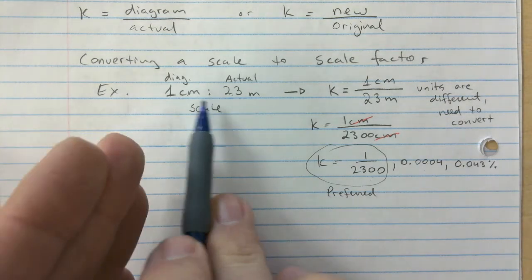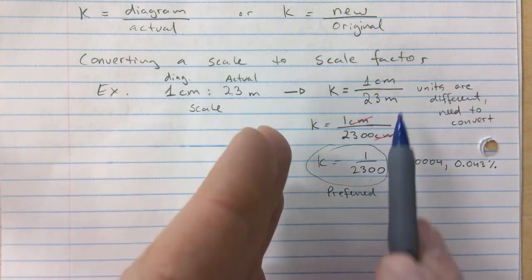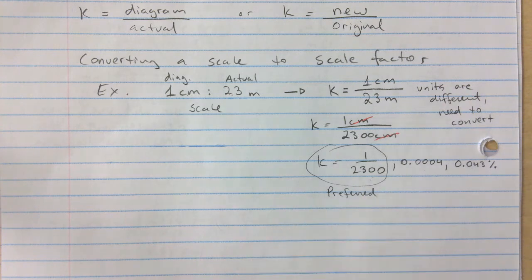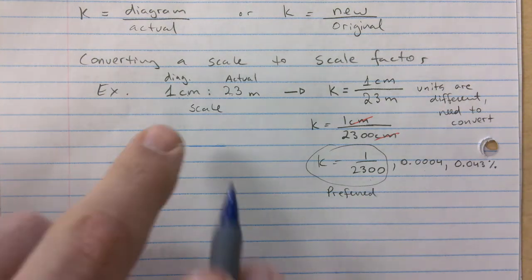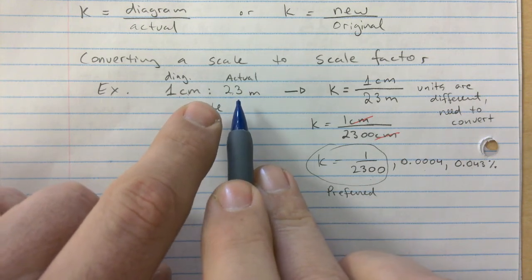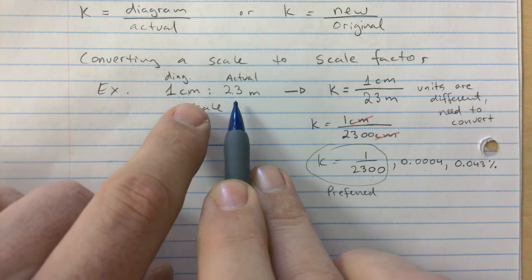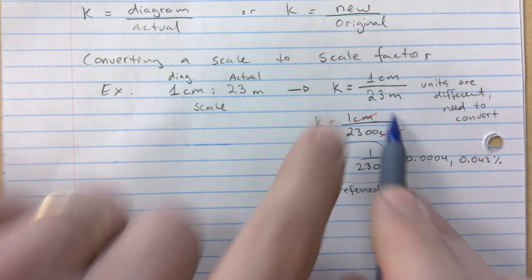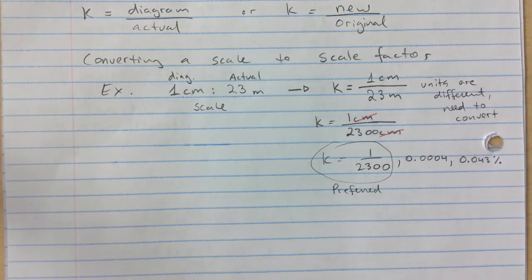Okay, so what have we done? We went from a scale to a scale factor, ultimately without units. Okay, and if these two had the same units, if they were both centimeters, it would have been very easy. It would have just been plug it in, cancel the units, and then you're done. Okay, so just keep that in mind.